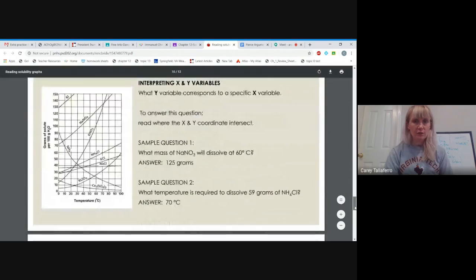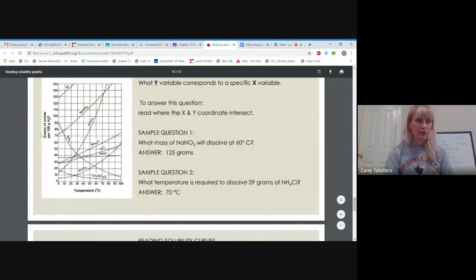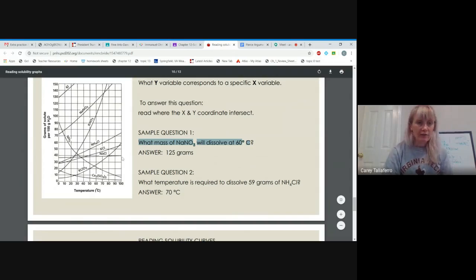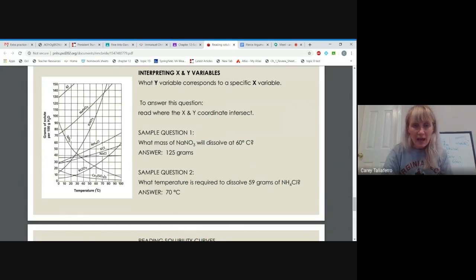So let's go over a few more questions. Remember, Y is how much solute, in grams in 100 grams of water, is dissolved, and this is our temperature in degrees Celsius. So let's look at one more question here. What mass of sodium nitrate will dissolve at 60 degrees Celsius? So I've got to be a little more observational now because I have all of these substances graphed here. But here's my curve with NaNO3. So I'm going to come down here to 60 degrees. And I know what mass of sodium nitrate will dissolve at 60 degrees. So I'm going to follow my 60-degree line all the way up here to sodium nitrate.